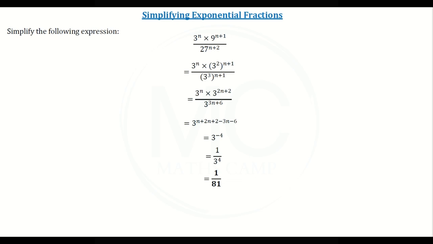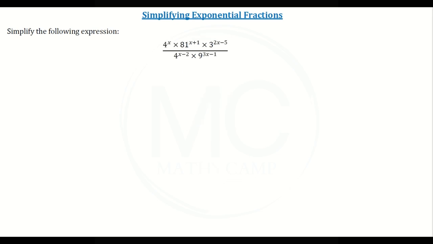Let's do another example. 4 to the power of x multiplied by 81 to the power of x plus 1 multiplied by 3 to the power of 2x minus 5 all over 4 to the power of x minus 2 multiplied by 9 to the power of 3x minus 1. Now our bases are not the same. So the first thing we need to do is to change all of these into prime bases. We know that 4 is 2 squared. So I can say 2 squared, put into a bracket. We have an exponent of x.